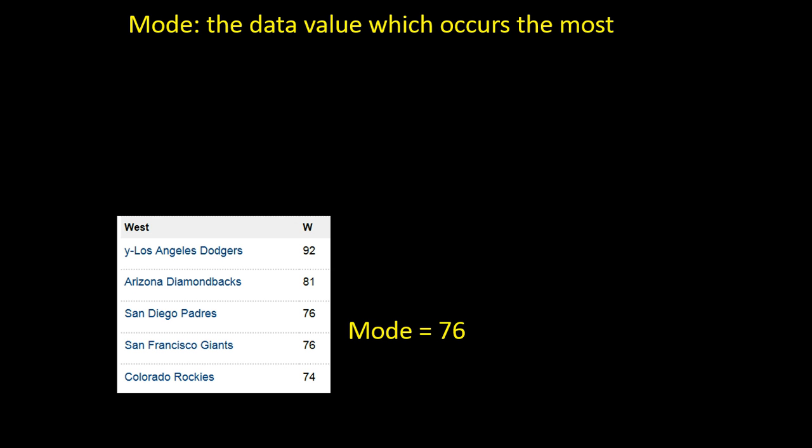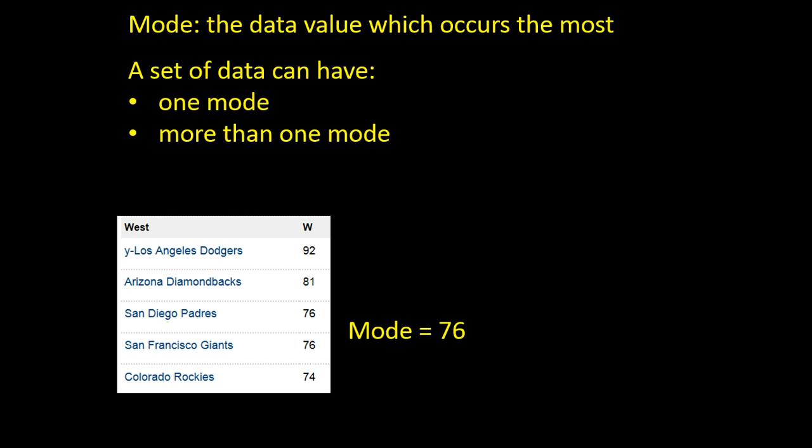Now, if you have one value that occurs the most, then that would be the mode. And it's possible that you only have one number for a mode. It's also possible that you would have more than one mode. Let's say, for example, that the Arizona Diamondbacks also had 92 wins. Then you would have two modes in this set of data. You would have a mode of 92 and a mode of 76.